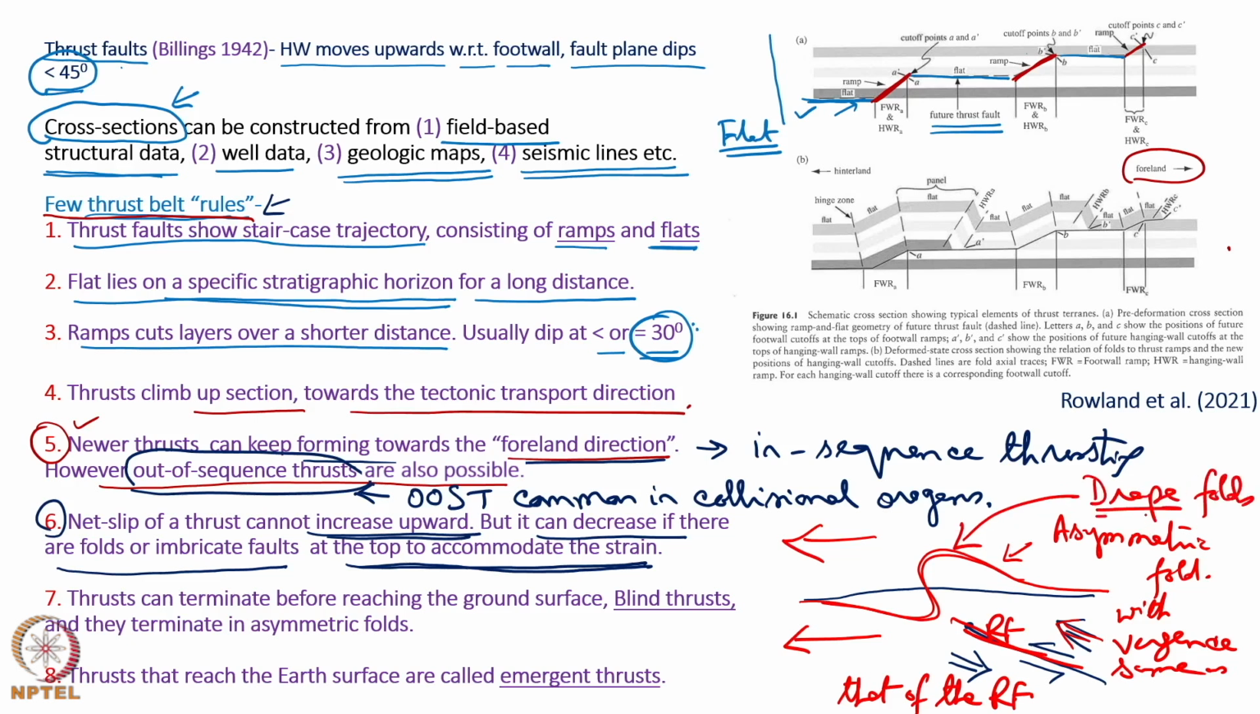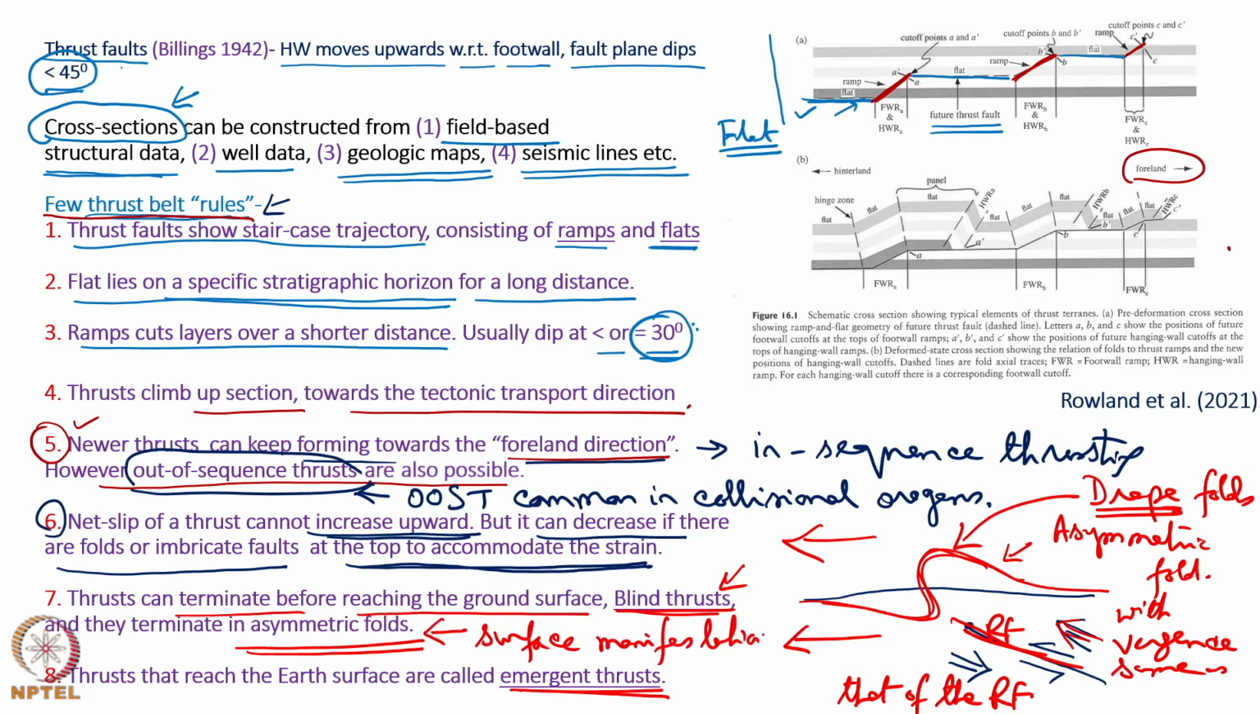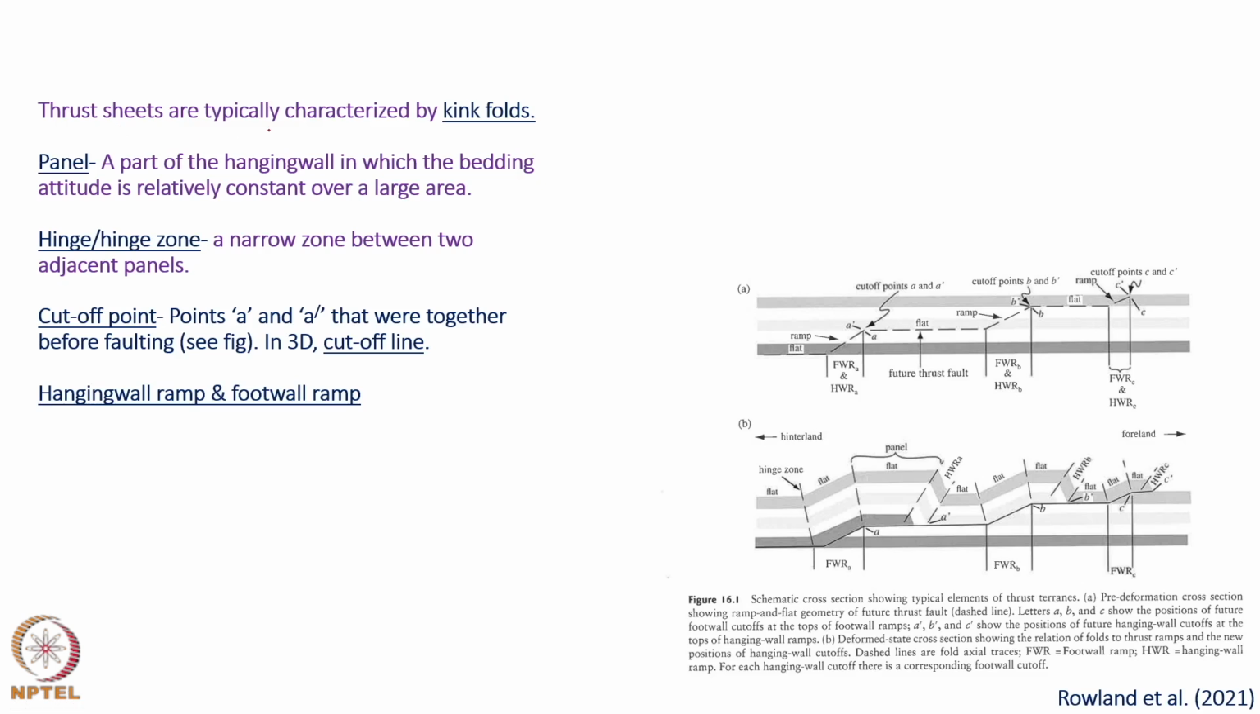Drape folds, drape means cover, as if this fold is covering the blind fault. Blind thrusts are thrusts which terminate before reaching the ground surface, but if they have reached the ground surface, they are known as the emergent thrusts. The blind thrusts can terminate as asymmetric folds on the surface. These asymmetric folds can be a surface manifestation of the blind thrusts. Thrust sheets are typically characterized by kink folds.